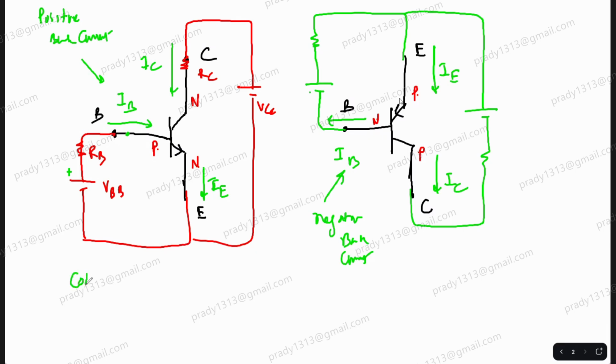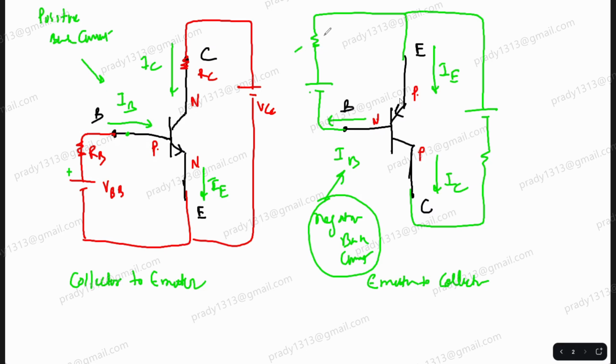Current will flow from collector to emitter. How much current will flow from collector to emitter? It depends on how much base current you give. So this graph we can actually draw. Here also current will flow from emitter to collector if you apply negative base current. How much current from emitter to collector? Again, it will be determined by how much base current you give.